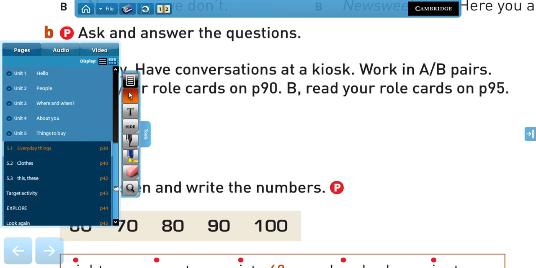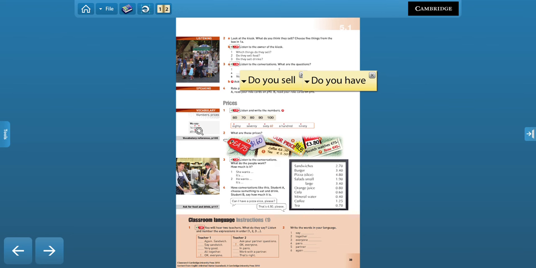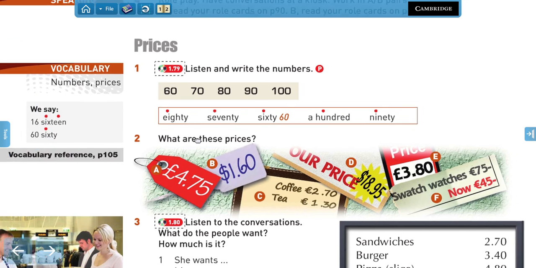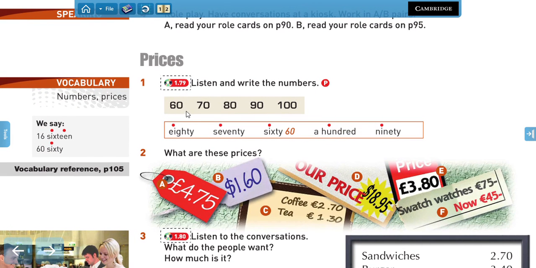Now let's move on to talk about prices. Don't forget that we're constantly practicing numbers, right? So here we have more numbers, right? Now listen and write the numbers in the correct order, right? So here we have a number which is 60, right? This is 70, right? 70, very good. Then we have 80, 90, and 100. Very good.